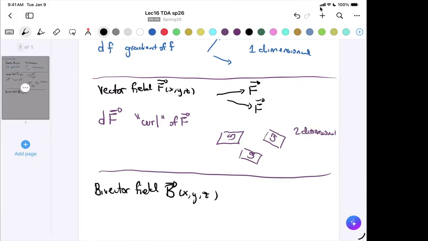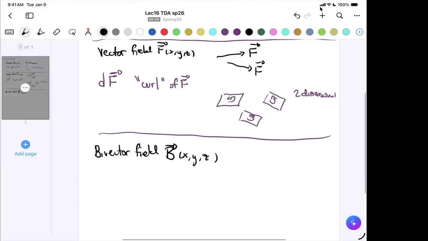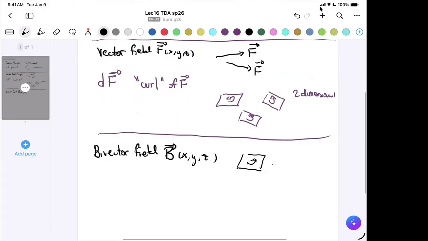And then if you do it that way, you think of the electric field as a vector field, and you would think of the magnetic field as a bivector. So I'll just write it as B for that reason. The idea is that a bivector field would be kind of like a bunch of these oriented parallelograms, which again would be two-dimensional.